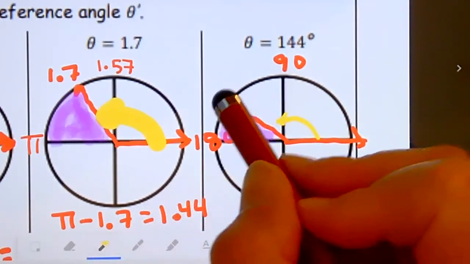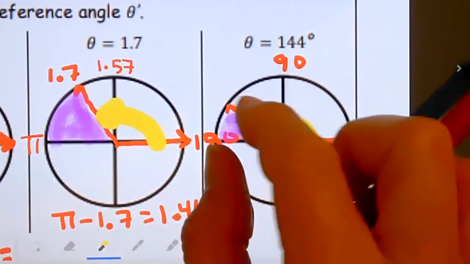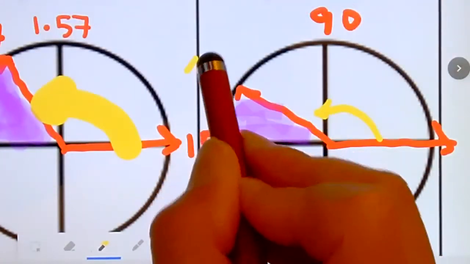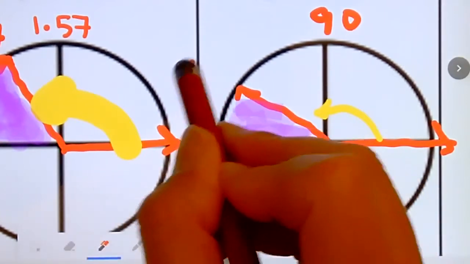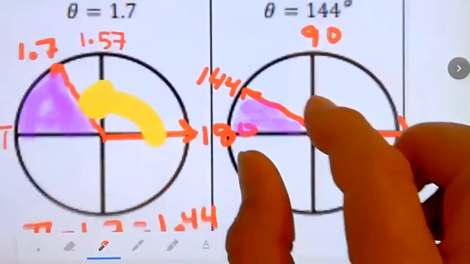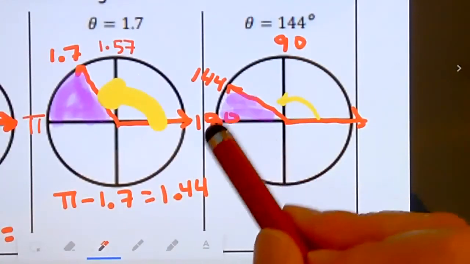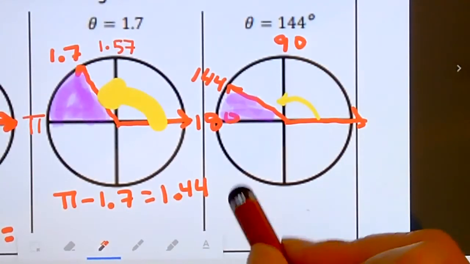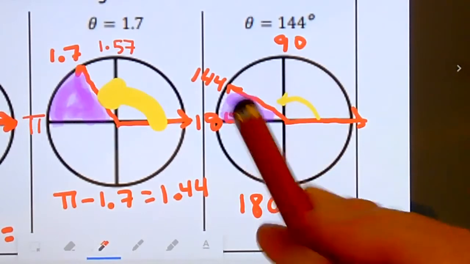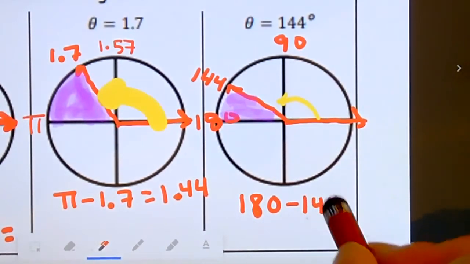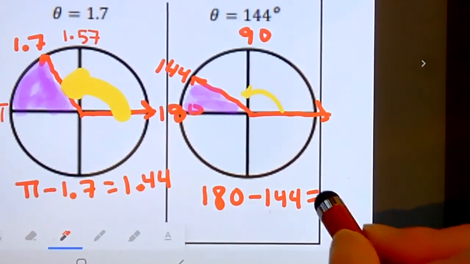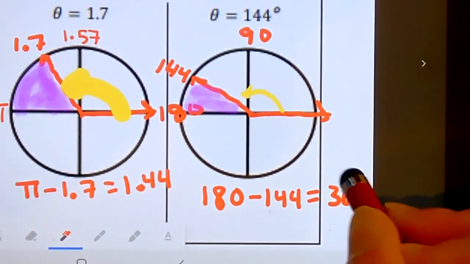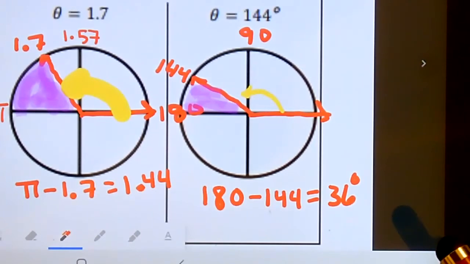So again, if this is at 144, let me just write it here real quick. This is in the 140s, at 144 degrees. How far off am I? So this time I'm going to take 180, which would be all the way to here, and take off my 144 because I'm short by so much. So if I take 180 minus 144, I end up getting 36 degrees, and that is my reference angle.